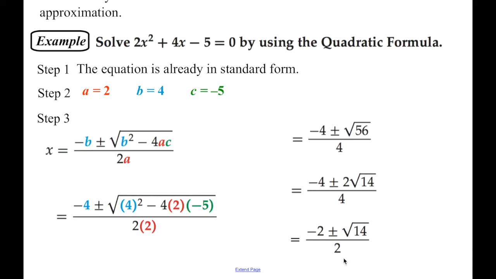Now you can write that answer as negative 2 plus square root of 14 over 2, and then negative 2 minus square root of 14 over 2. I prefer just to leave it as that and recognize that you have two answers represented there.